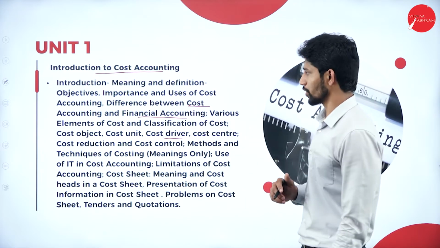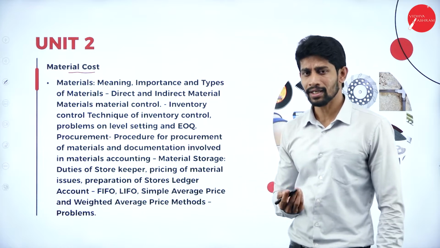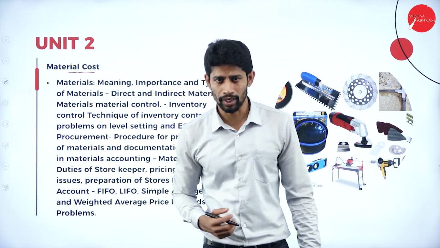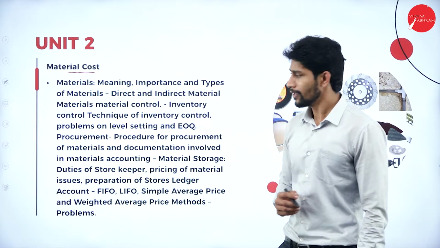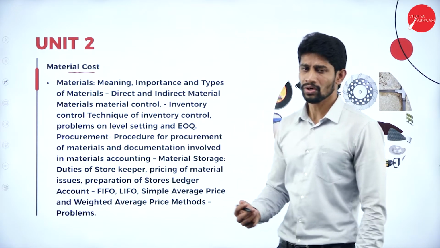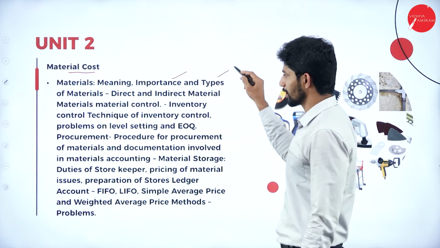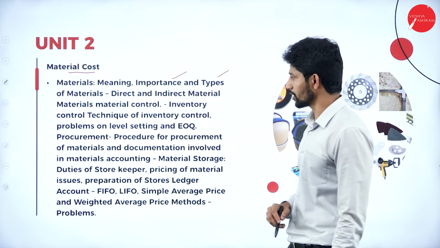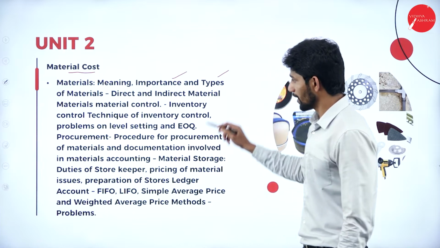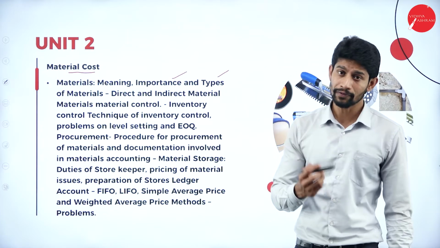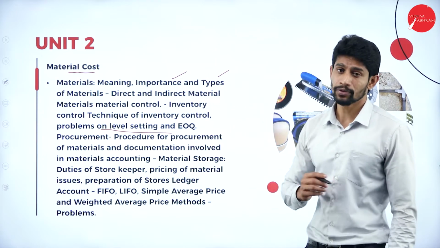And moving on to the second unit, it's about material cost. Yes, what is material? The material required to produce the product, raw material required to produce the product, that is called material, right? So in this unit, unit 2, we are going to know about the material. So meaning of material, importance and types of materials under cost accounting, and direct and indirect material, material control, inventory control, techniques of inventory control, and problems on level setting and EOQ.